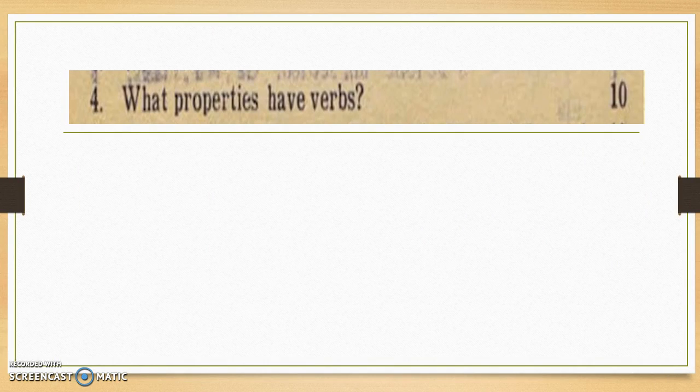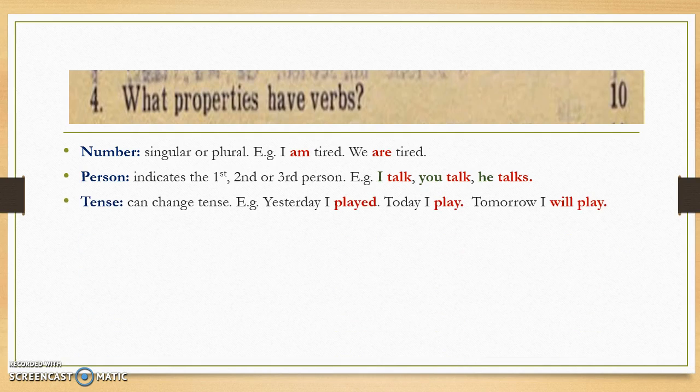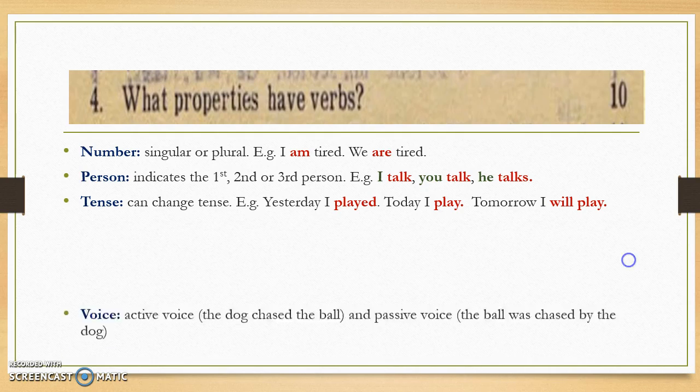So, number 4, what properties have verbs? Well, first of all, they can be singular or plural. Am is to do with a singular word. Are is to do with a plural one. And they indicate the first, second, or third person. I talk, you talk, he talks. Third person singular. They can change tense. For example, yesterday I played, today I play, tomorrow I will play.